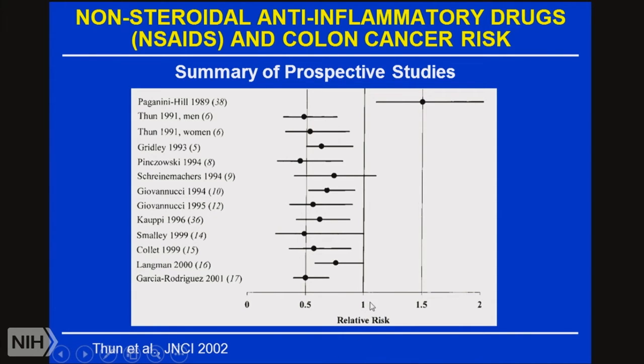When you have a relative risk of one, that would mean there's no effect. When the risk is at 0.5, that means the treatment protects. When the relative risk goes to 1.5, it means that it increases risk. The first study actually indicated that non-steroidal anti-inflammatory drugs increase the risk. All other studies since then showed a clear reduction. There's no question that there's up to 50% reduction of colon cancer risk when you take regular use of it.